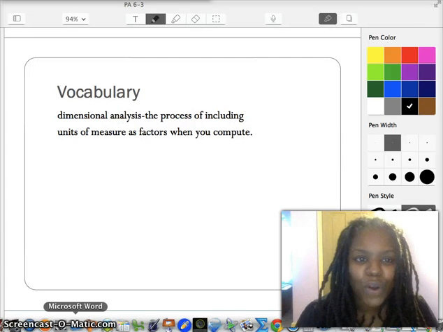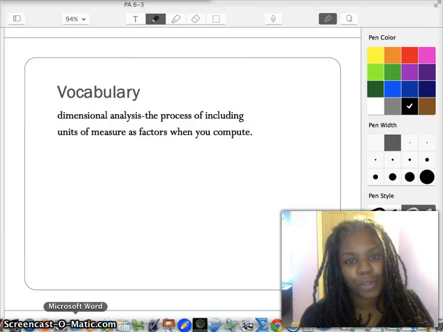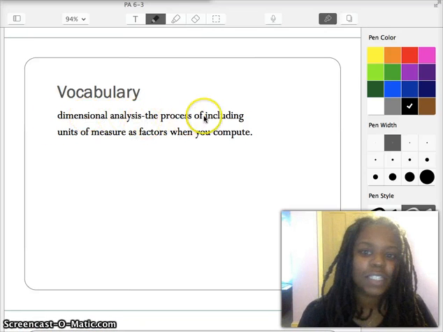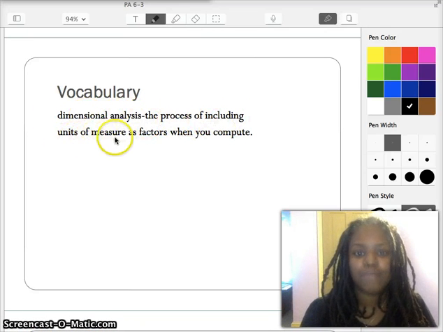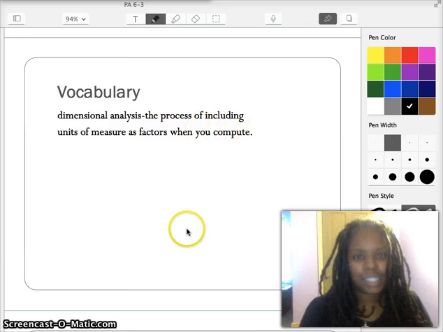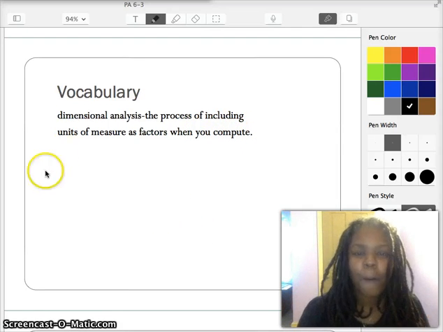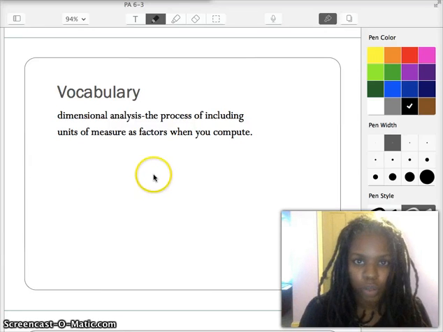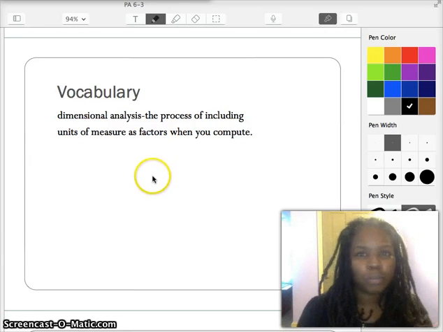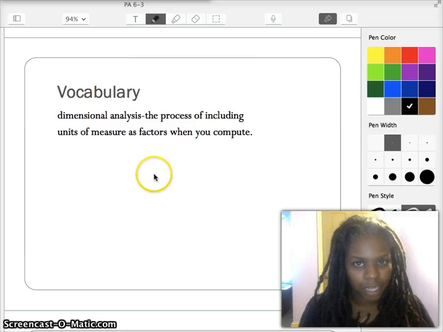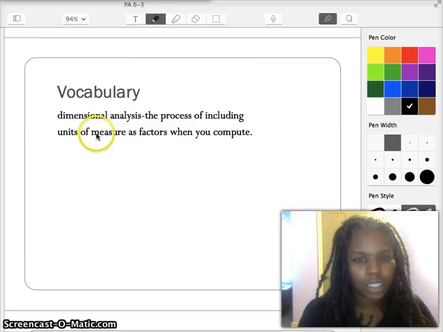All right, so the first vocabulary term that we have, or the only one actually, is dimensional analysis. It's the process of including units of measure as factors when you compute. And the best way to see that is to see it. But there's a couple of things that we need to do beforehand. Basically, all the cool stuff we're going to be doing is considered dimensional analysis. We're going to be using units. So instead of just multiplying numbers, we're going to actually be considering multiplying concepts like inches with other things. You'll see, it'll be fine.